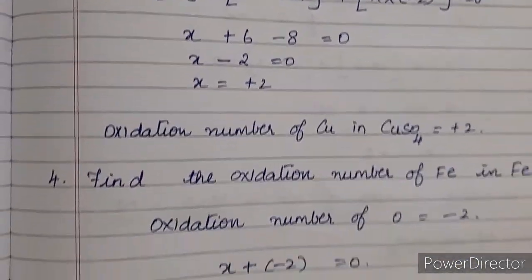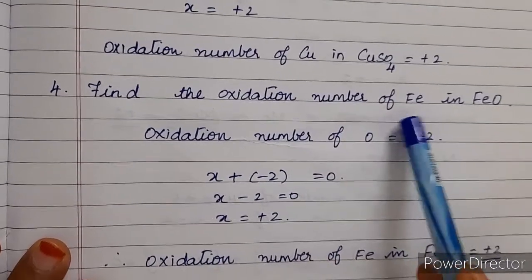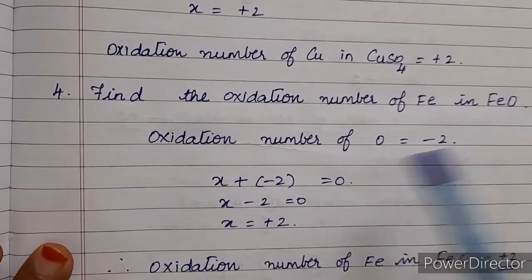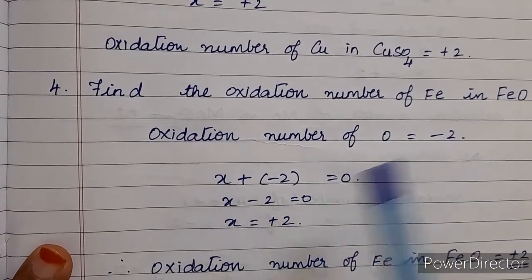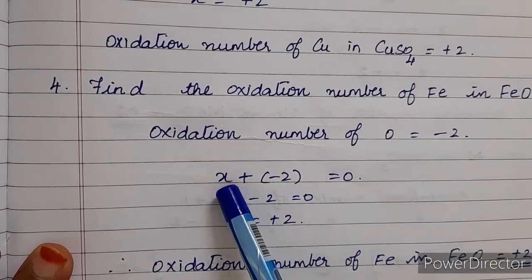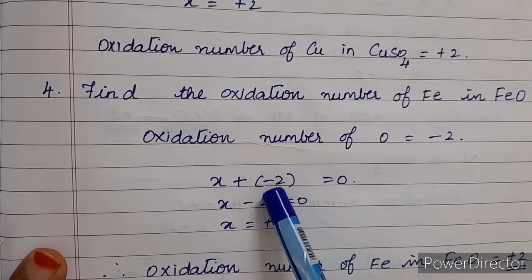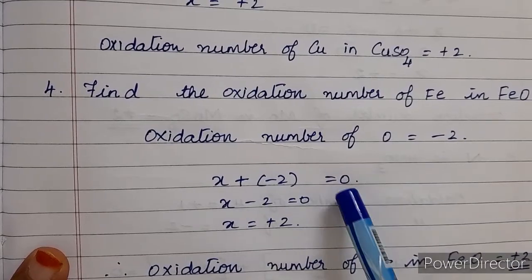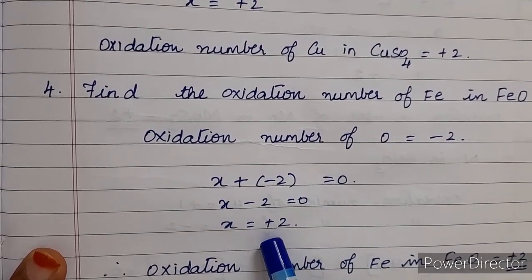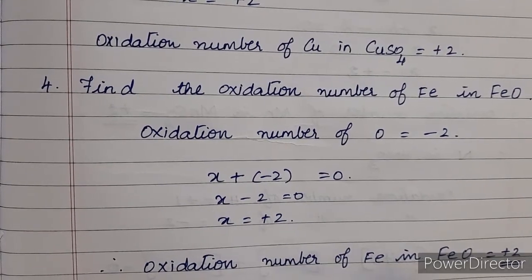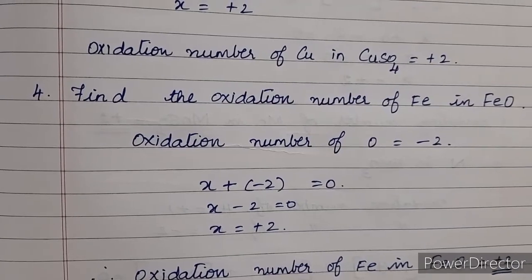Next, see the last sum, right? So find the oxidation number of Fe in FeO. Now the oxidation number of oxygen is minus 2. We know it, isn't it? Now here how many Fe? Only 1. So 1 into X is X. Now oxygen also you have 1, isn't it? So 1 into minus 2 is minus 2. So that should be equal to 0. So X minus 2 is equal to 0. X is equal to plus 2. So the oxidation number of Fe in FeO is plus 2.